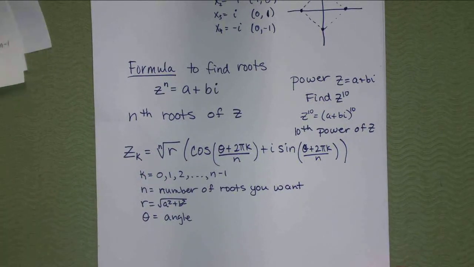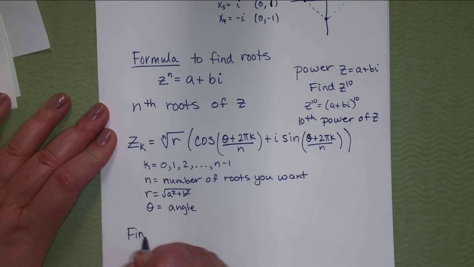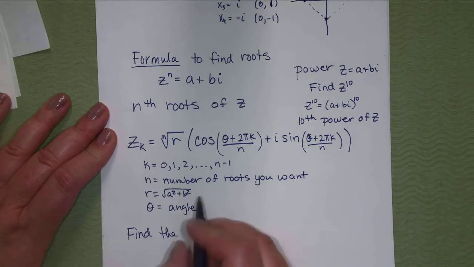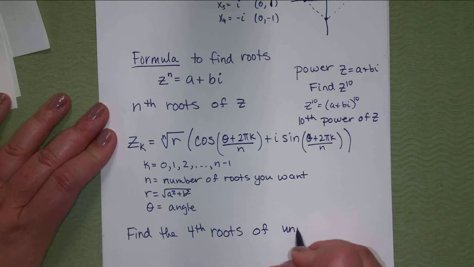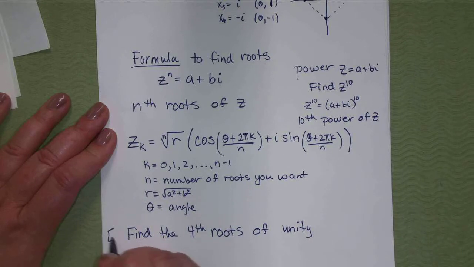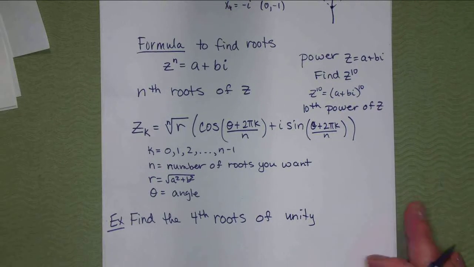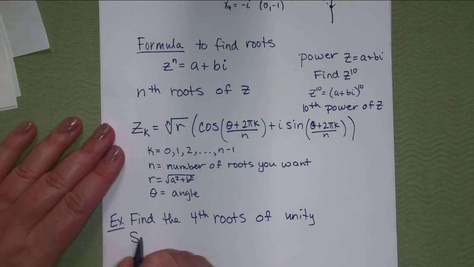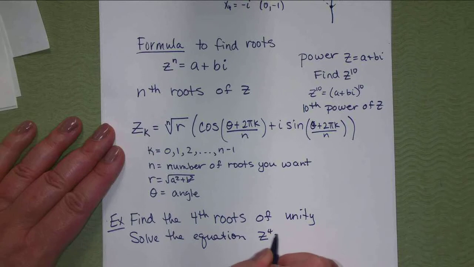So, for example, we'll just do that. Find the 4th roots of unity. So, unity is 1. And when they say find the 4th roots of unity, another way to say that question is solve the equation z to the 4 equals 1.